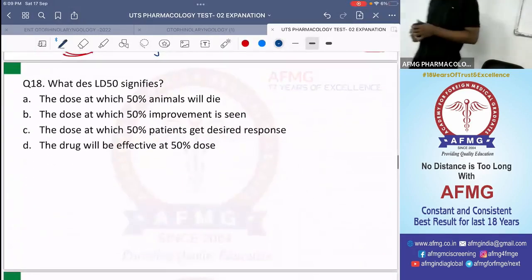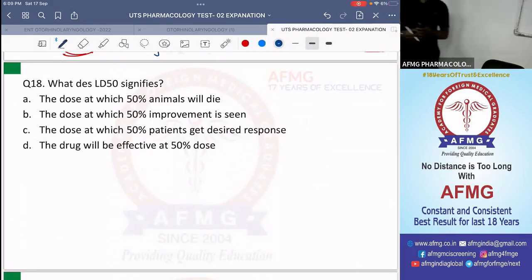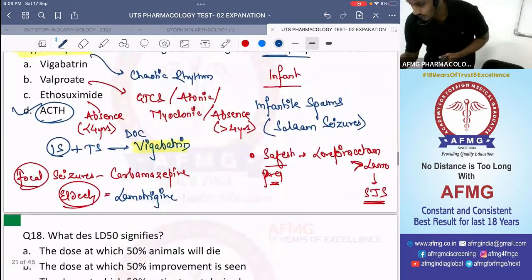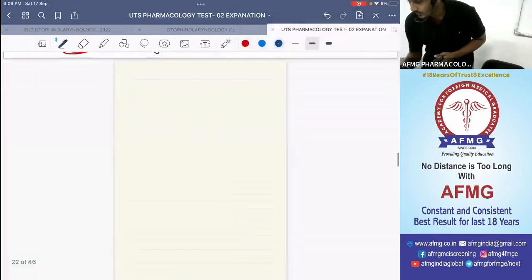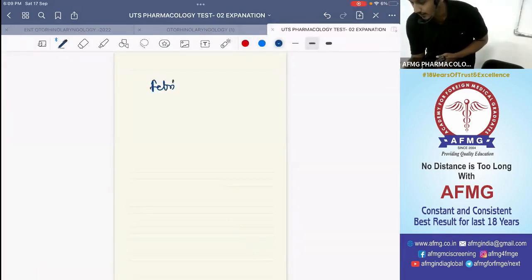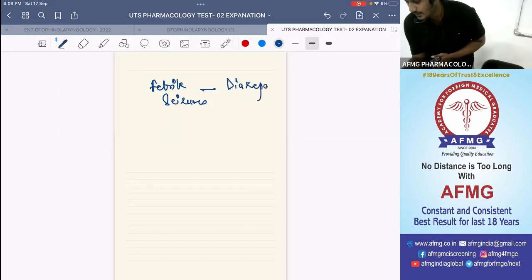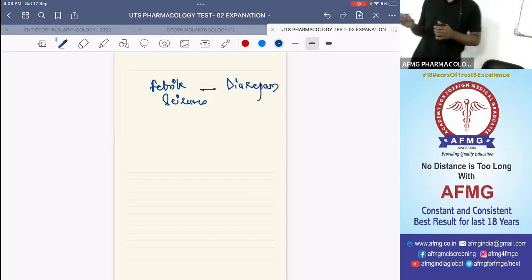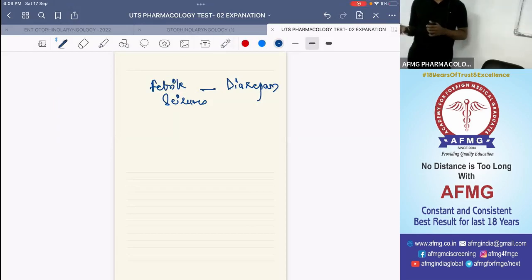If a child presents to you with febrile seizures, what is the drug of choice? Very good. The drug of choice would definitely be benzodiazepines like diazepam. Rectal or IV diazepam should be given to the child. And for maintenance in between the episodes of febrile seizures, you can give oral diazepam or oral clobazam.